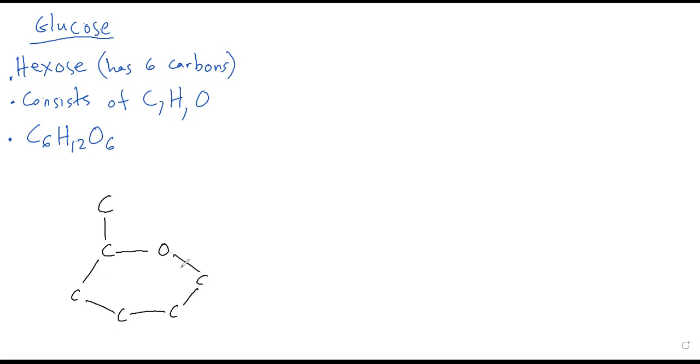So this part is like a hexagon. 1, 2, 3, 4, 5, 6-sided figure, right? With a carbon on top. Now, as we know, carbon atoms always form 4 bonds, right? So that means this carbon on top needs 4 more bonds. 2 of it is hydrogen, and the next one is an OH group.